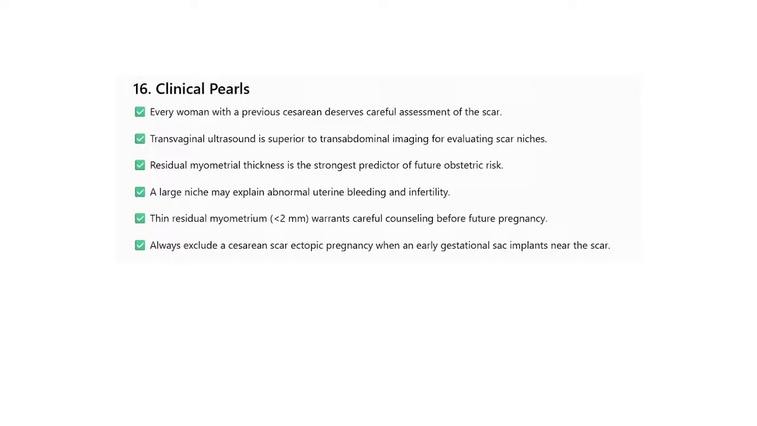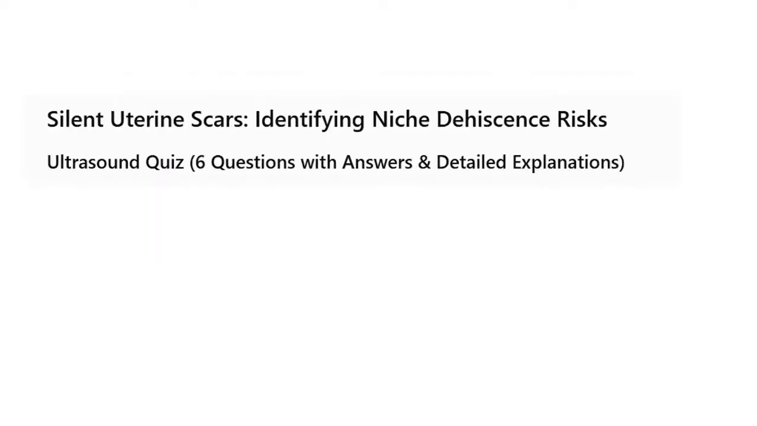So the clinical pearls: Every woman with a previous cesarean deserves careful assessment of the scar. Transvaginal ultrasound is superior to trans-abdominal imaging for evaluating scar niches. Residual myometrial thickness is the strongest predictor of future obstetric risk. A large niche may explain abnormal uterine bleeding and infertility. Thin residual myometrium, less than 2 millimeters, warrants careful counseling before future pregnancy. Always exclude the cesarean scar ectopic pregnancy when an early gestational sac implants near the scar.